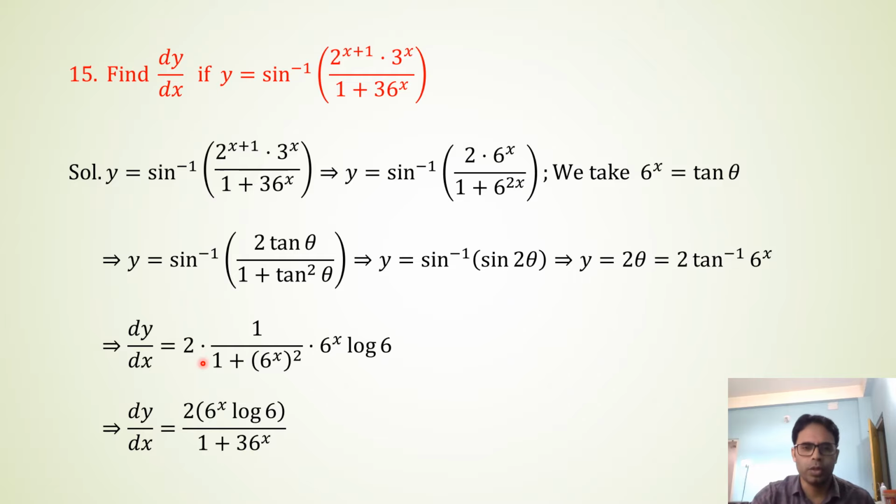So we have this 6 to the power x, log 6 divided by 1 plus, this is again 36 to the power x, because 6 square is 36 and to the power x is already here, and this is the solution for the question. So let me take another question.